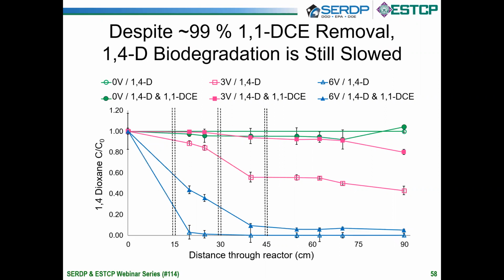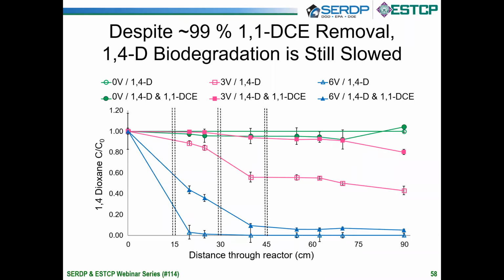And what we're looking at here are all the bioaugmented columns. So this is only bioelectrochemical treatment. And we are comparing here bioelectrochemical treatment in the absence of 1,1-DCE, in the open markers, and in the presence of 1,1-DCE with the closed markers. And again, in the control at 0 volts, not much happening with 1,4-dioxane. At 3 volts bioelectrochemically in the absence of 1,1-DCE, those are the open squares, we get about 50% removal.